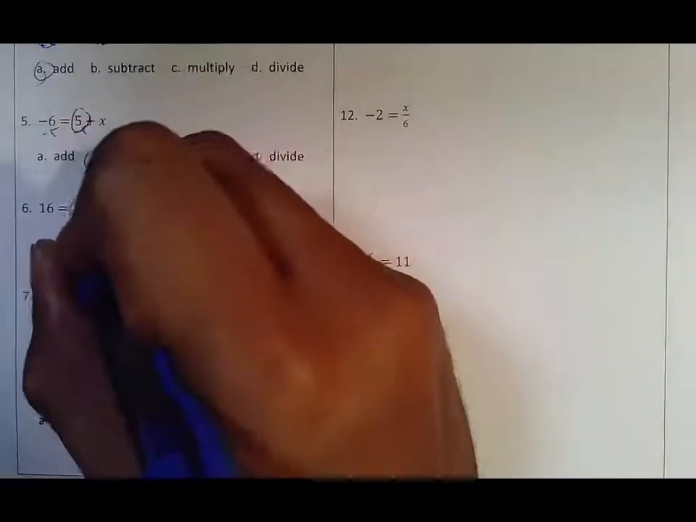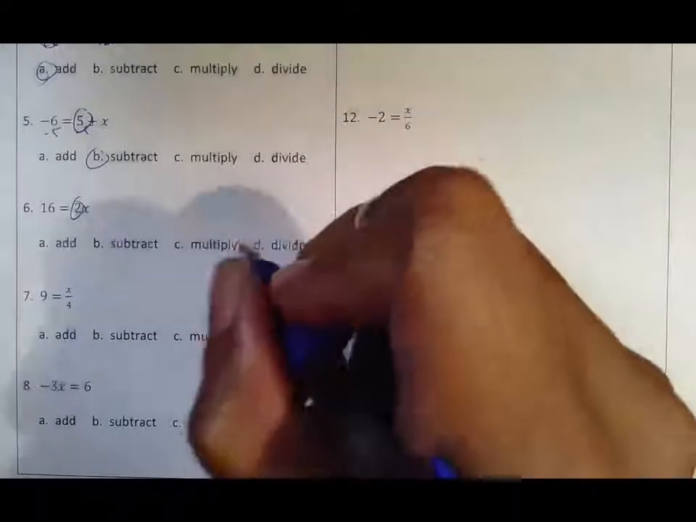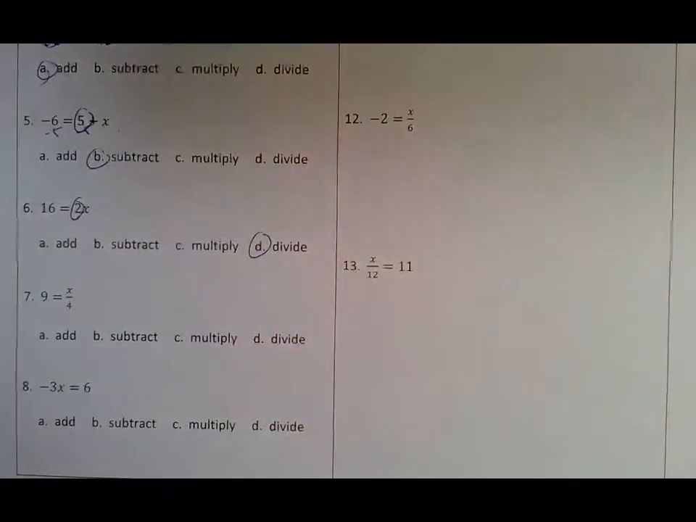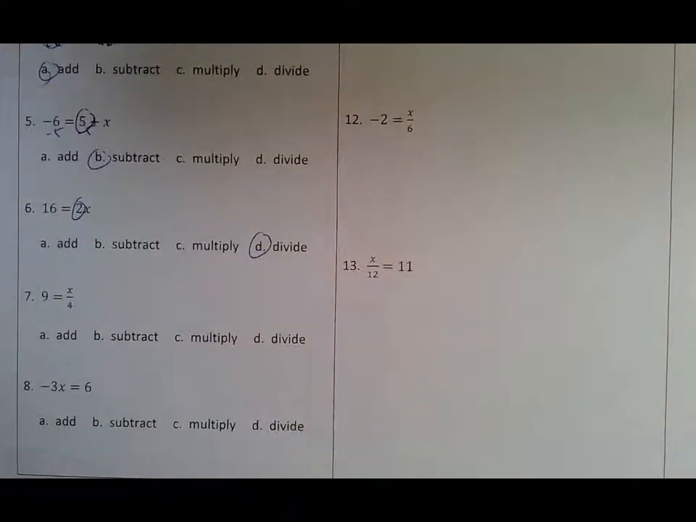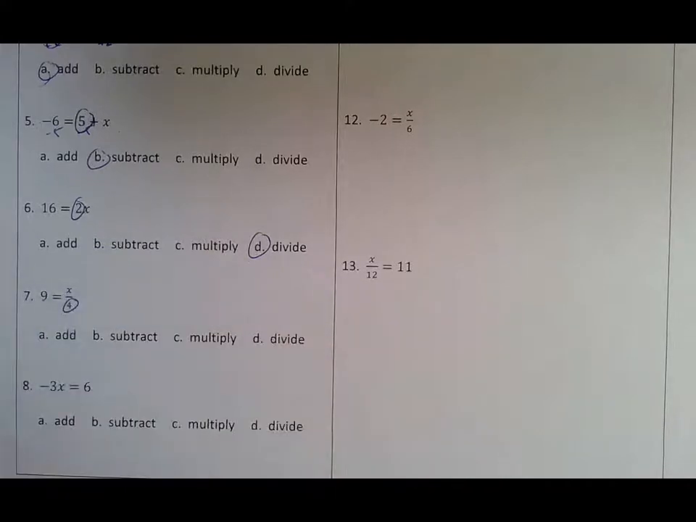The number with x is this. Those two things are being multiplied. Opposite of multiplication is division. Check out 7. The number with x is 4. Those two things are being divided, so therefore we would multiply to get rid of it.